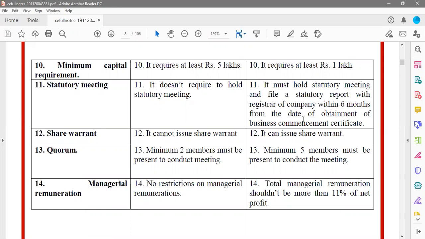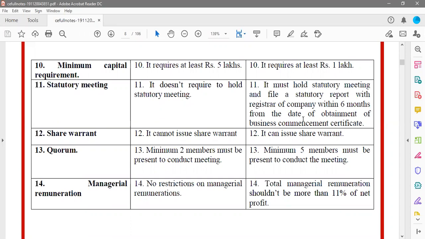Now once you do the incorporation, let's say your incorporation was done in the last week of December 2020. Then let's say January 1st you will get the business commencement certificate. Once you get the business commencement certificate, you will start running the company as usual, and from January, 6 months you will have to calculate: Jan, Feb, March, April, May, June. So it says within 6 months. So within June you are supposed to hold one statutory meeting for the first time.